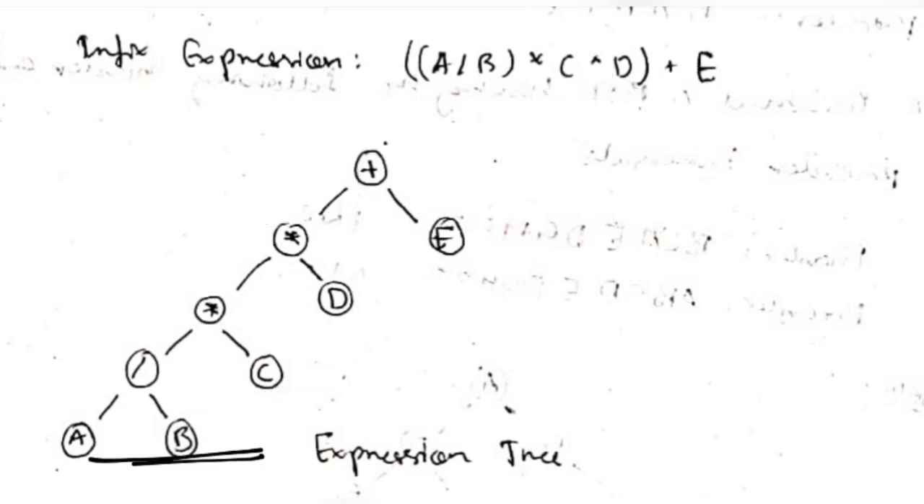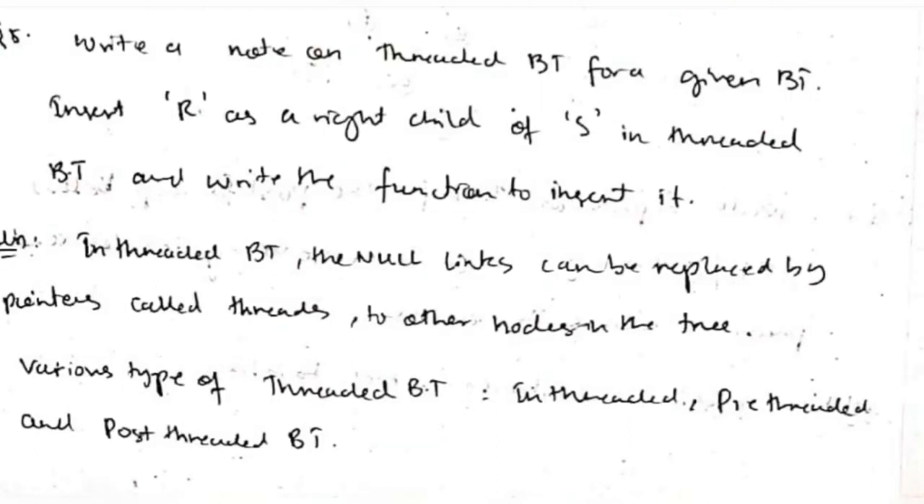In this question we have been asked to write a note on threaded binary tree and insert R as a right child of S in the threaded binary tree, and also we have been asked to write the function for it. Threaded binary tree is nothing but the null links can be replaced by the pointers, which have the successor or the predecessor of the given nodes, okay, that will be stored in the null links.